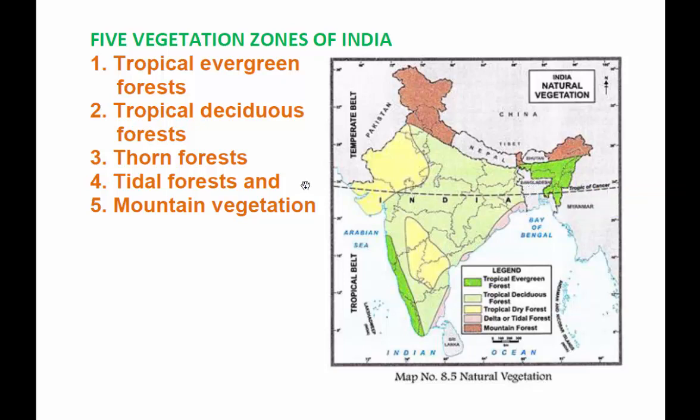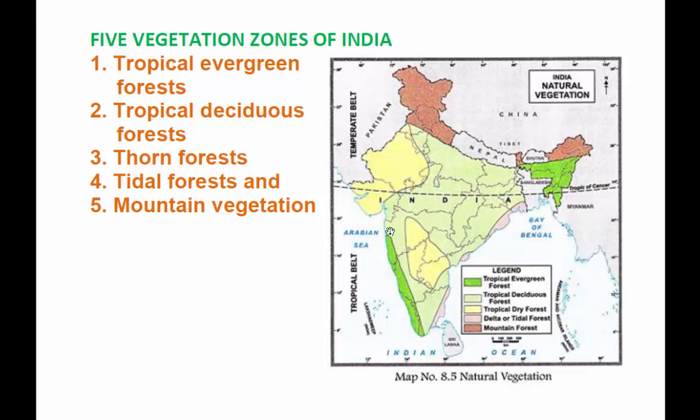And the next one is tropical deciduous. You know what we mean by deciduous? Deciduous means trees that shed their leaves in a season. The other portions shaded in light green color are all tropical deciduous forests. And we have thorn forests. Places shaded in yellow color have a forest called thorn forest. And tidal forests: the Sundarbans of India are included in the tidal forest.